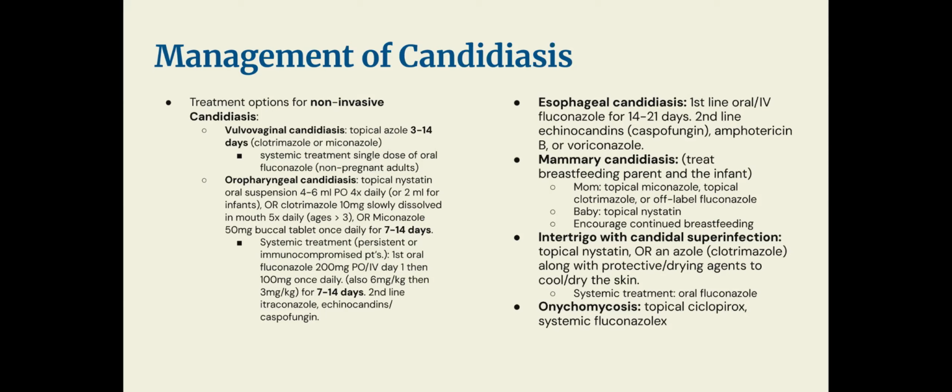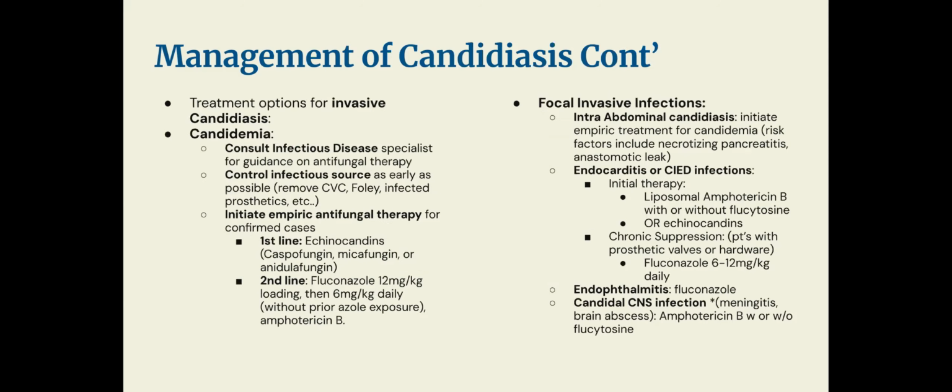With intertrigo or superinfections, we would use topical nystatin, or we can use an azole such as clotrimazole, and we try to protect the skin area because oftentimes they like going in moist places, so adding on drying agents can help to prevent further spread. And with infection of the nail or onychomycosis, topical ciclopirox or systemic fluconazoles can work as well.